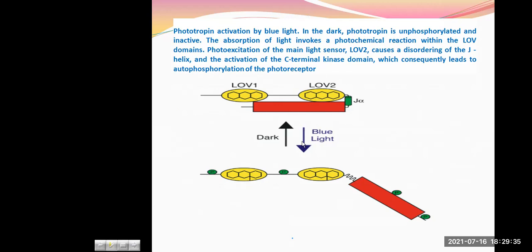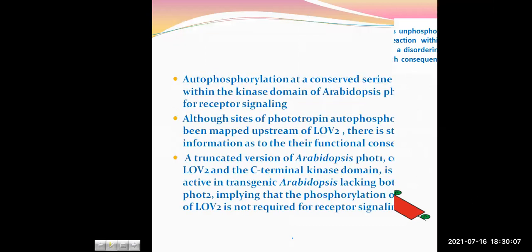And when blue light falls on it, this unfolds, and here autophosphorylation has occurred. This is a phosphate group, this is a phosphate group. At the C-terminal, autophosphorylation has occurred. This is the active form of it. As is written here, photoexcitation of the main light sensor LOV2 causes a disordering of the J alpha helix and activation of the C-terminal kinase domain. That is, this is activated, which consequently leads to autophosphorylation of the photoreceptor.